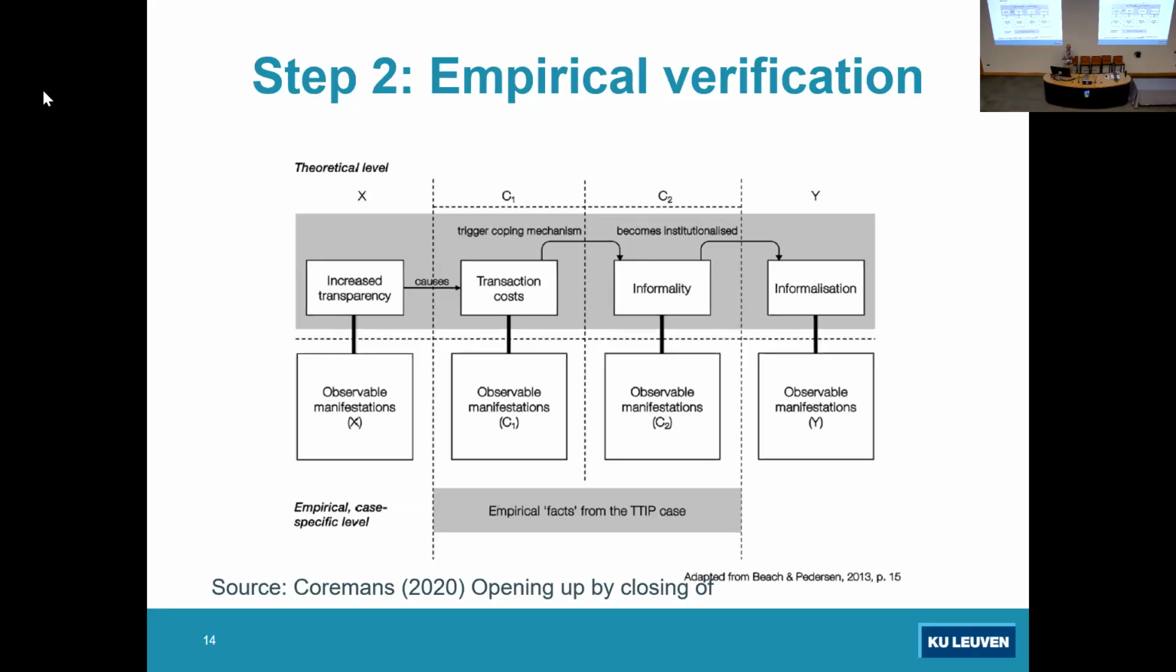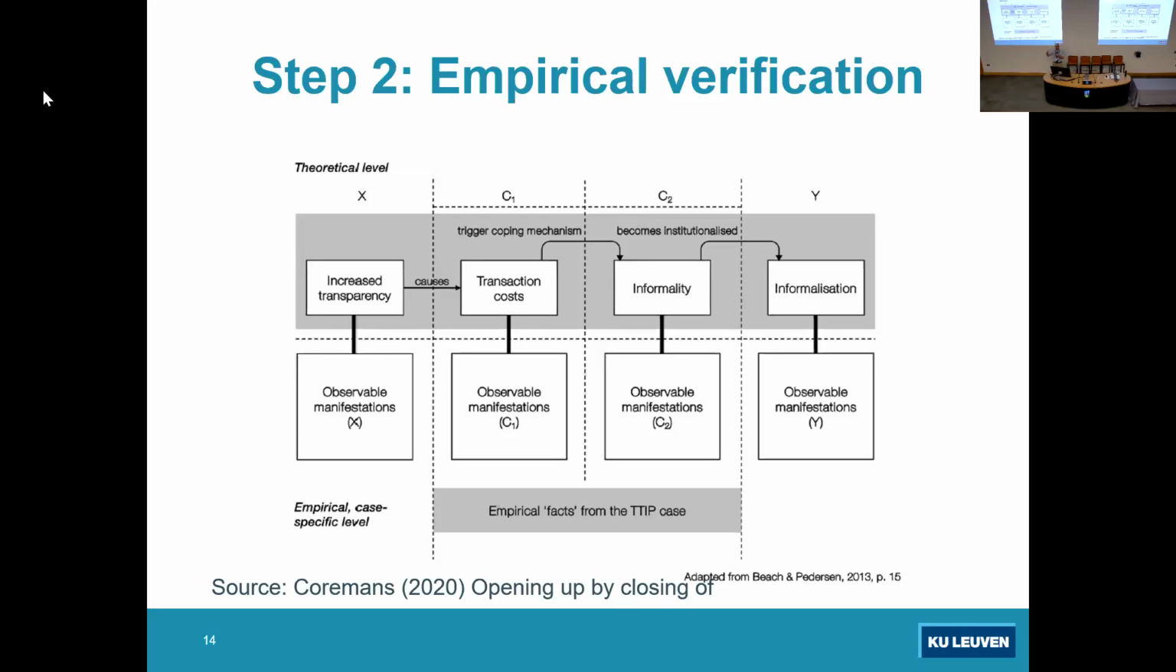And that is something that Evelien Koremans also does in her article. She thinks, yeah, if this has really occurred in the case that I'm investigating, I should find, for example, references to transaction costs operationalized in a specific way, in interviews that I did with people that were part of the decision-making process, in documents from the EU institutions about this process.